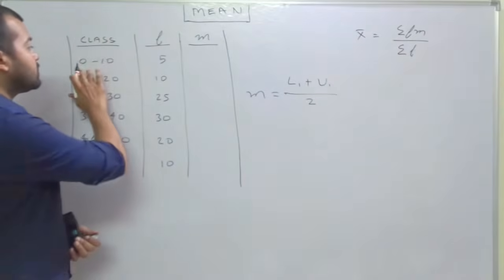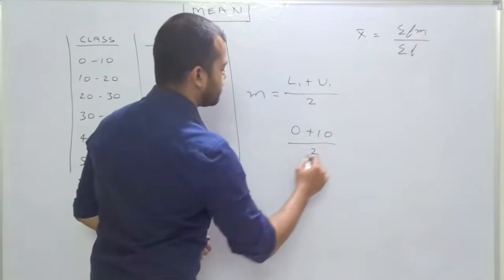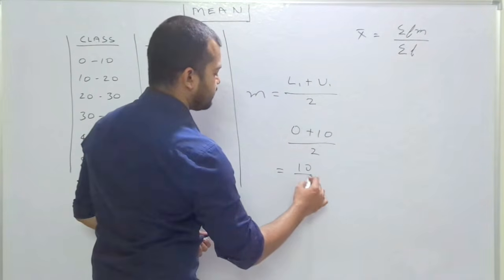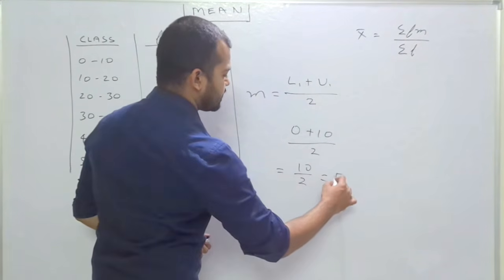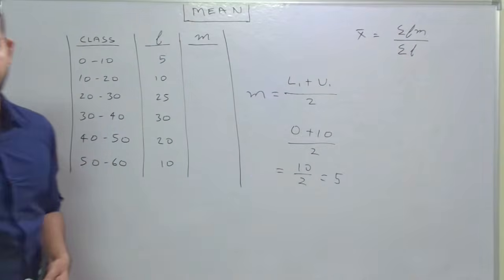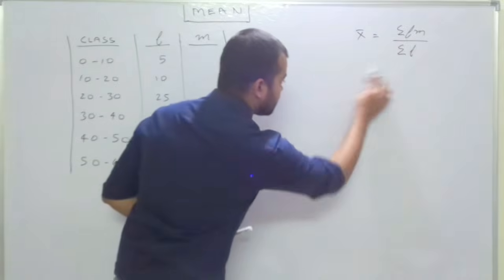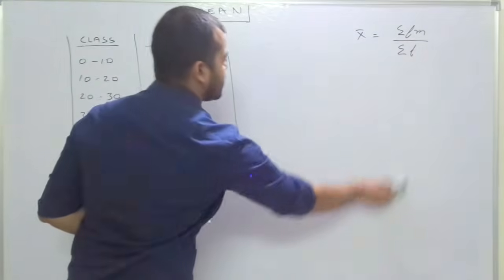It means 0 plus 10 divided by 2. That is 10 divided by 2. The answer comes out as 5. This is how we calculate midpoints. But that's very easy. This is the general method. But you can calculate without the help of this formula.